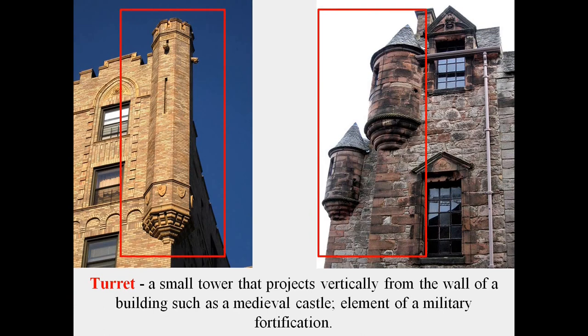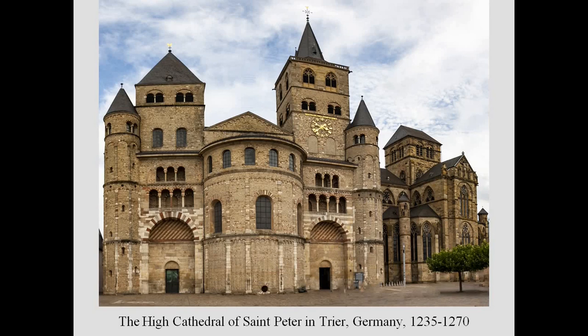Here we should remember another term typical for Romanesque architecture. This is turret, a small tower that projects vertically from the wall of a building, such as a medieval castle. It is an element of military fortification.